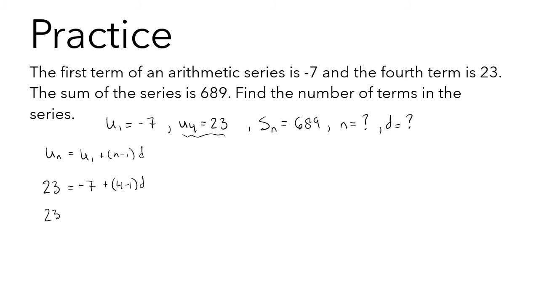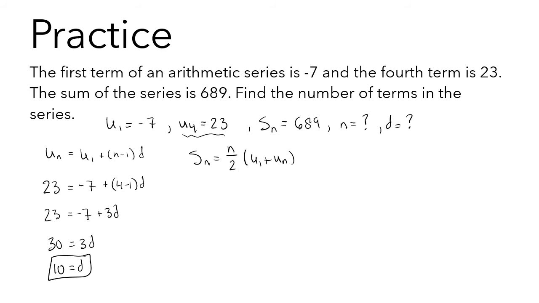This is going to be 23 equals negative 7 plus 3d. Add 7 to both sides, gives you 30 equals 3d, which gives you d is equal to 10. Now let's use the sum formula to find what n is. So I'm going to make a quick change to the formula by substituting the value of un into the summation formula. So I get S of n equals n over 2 times 2u1, because there's a u1 in the sequence formula and in the sum formula, plus n minus 1 times d.